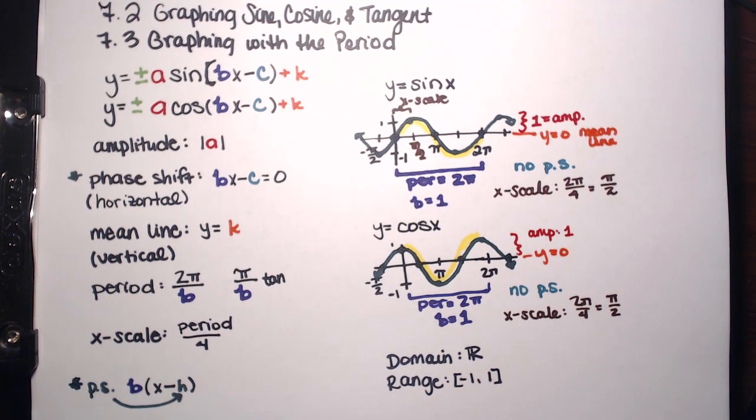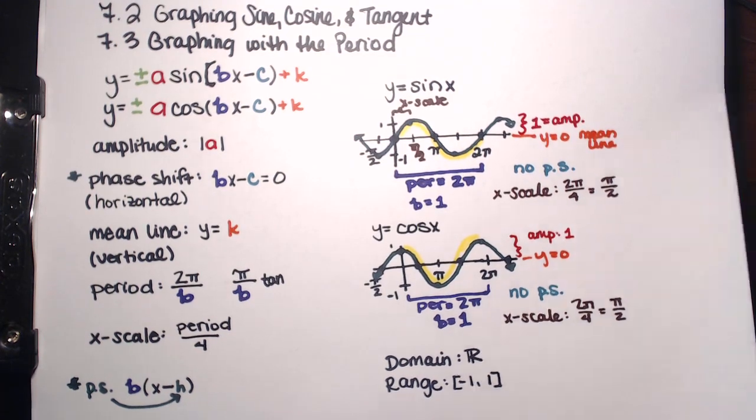Now on both of these, the domain is all real numbers because I can input anything, and the range is -1 to 1. Now that's going to change when we start applying some transformations, but that is the general idea for these graphs. Okay, and then go ahead and pause the video if you need to write any of that down. We're going to just do some examples.